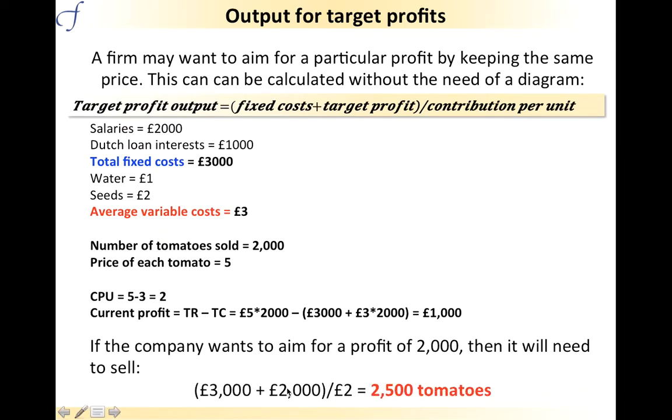In practice, this is quite easy because all we need to add then is £2,000 to our fixed costs. Essentially, we need to be reaching a new break-even quantity, but instead of having zero profits in there, we're going to be having £2,000 in profit. And so we just need to substitute in our formula fixed costs equal to £3,000 plus our target profit divided by the contribution per unit, and that gives us that the company should be selling 2,500 tomatoes in order to reach that target profit.